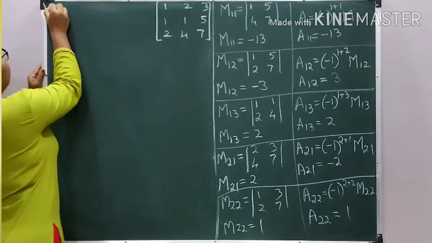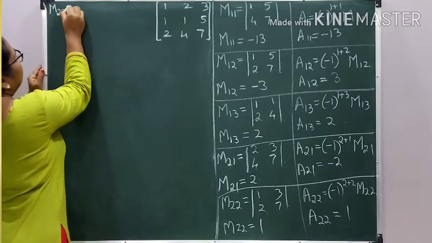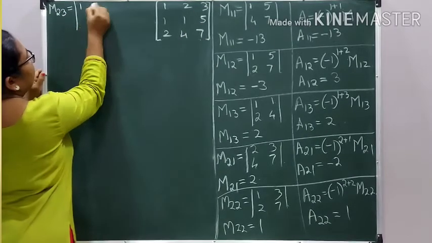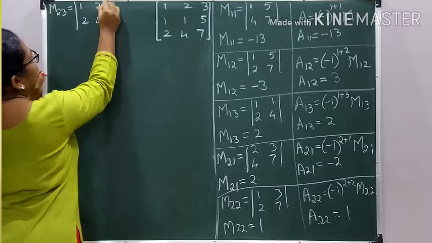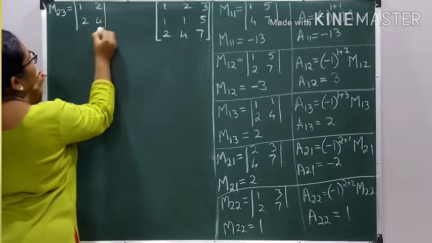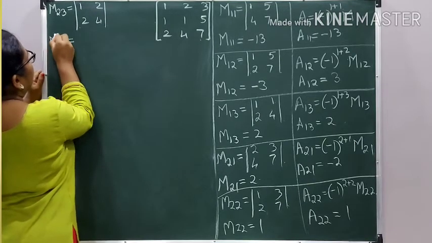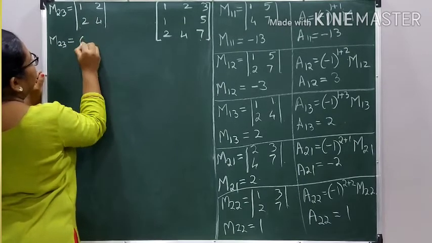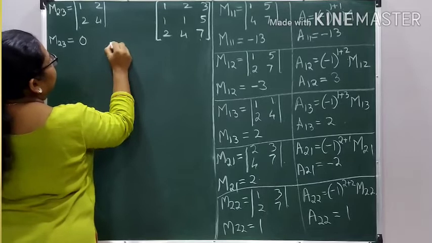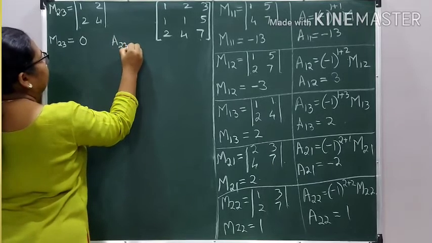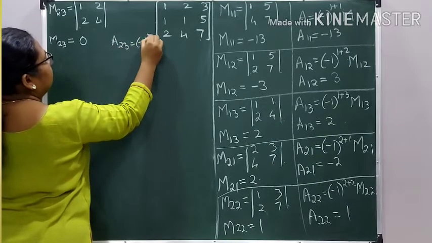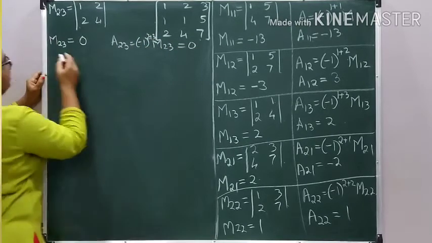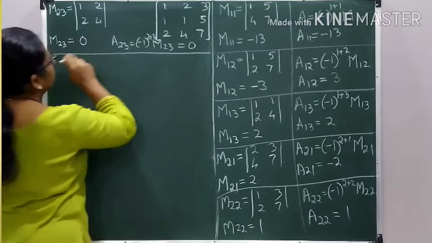Now next minor, I have written the matrix here. So the next minor will be M23. Second row and third column you will eliminate. 1, 2, 2, 4 are the remaining elements here. So what is M23 equal to? 4 1s are 4, 2 2s are 4. 4 minus 4 is 0. Automatically A23 is minus 1 to the power 2 plus 3 into M23. This will also be equal to 0, because this is 0.